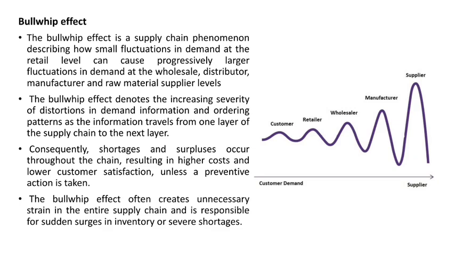See, at the third point, shortages and surpluses occur throughout the chain, resulting in higher cost and lower customer satisfaction unless a preventive action is taken. The bullwhip effect often creates an unnecessary strain in the entire supply chain and is responsible for the sudden surges in inventory or severe shortages. Everyone is involved: the retailer, the wholesaler, the manufacturer, not just the customer and the supplier.